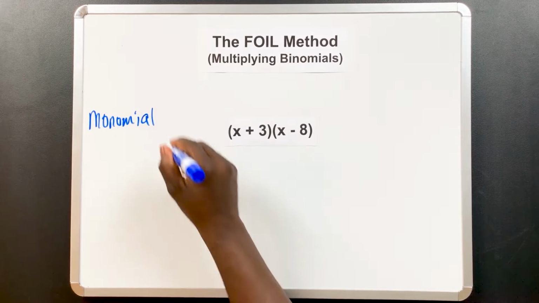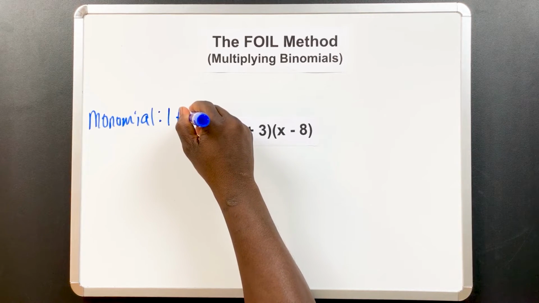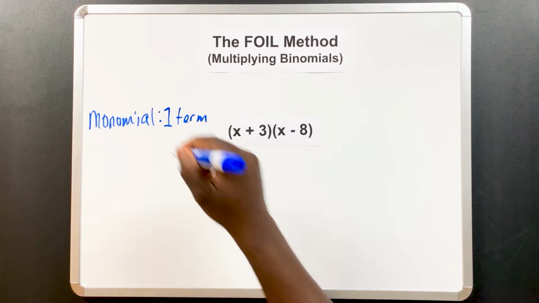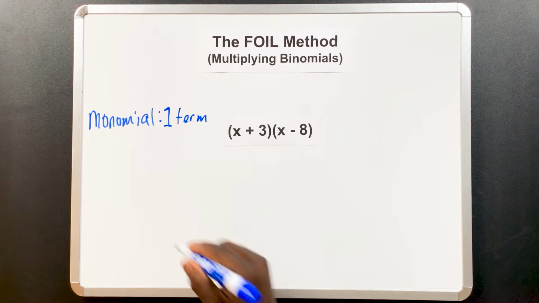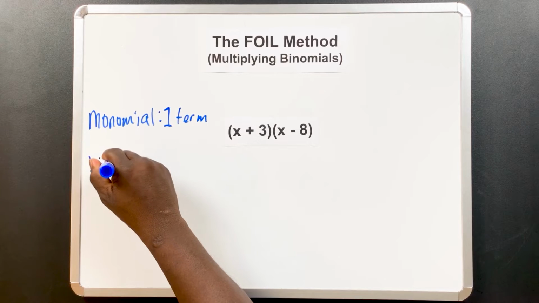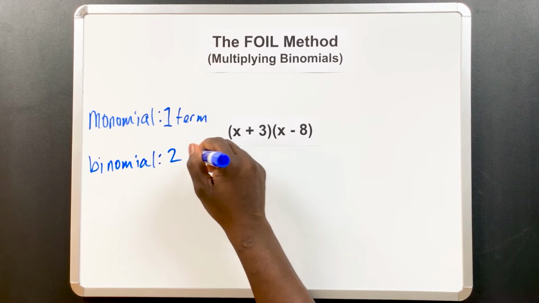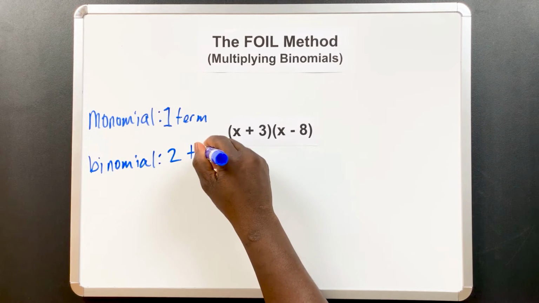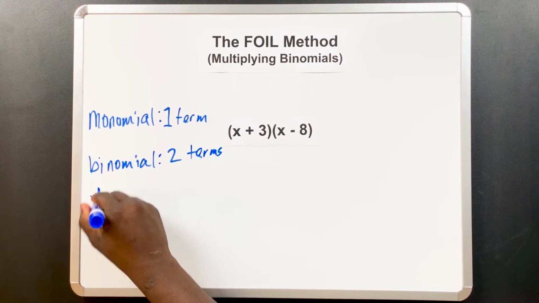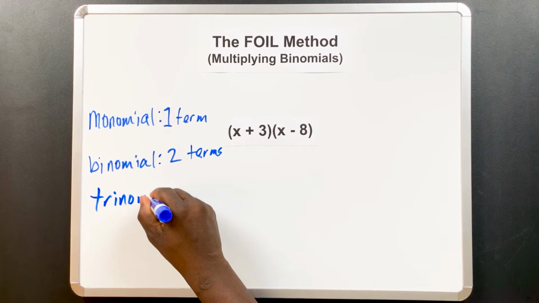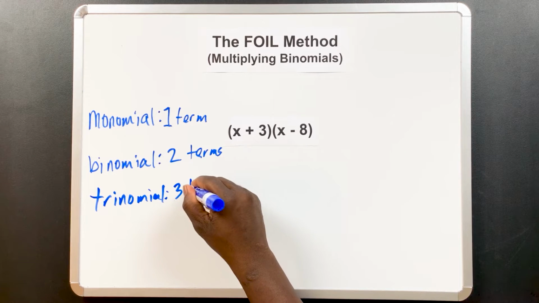Now, a monomial is a one-term expression. It just has one term. And remember, terms are separated by addition and or subtraction. A binomial is a two-term expression. It has two terms. And then a trinomial, you may have guessed it, is an expression or an equation that has three terms.